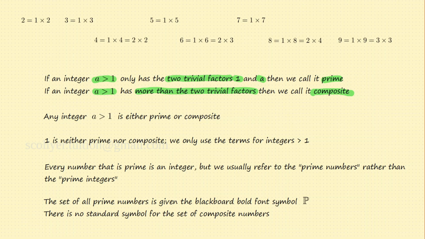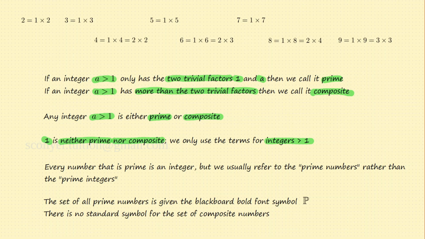Now, since any integer a greater than 1 either has the 2 trivial factors only, or it has more than the 2 trivial factors, then any integer a greater than 1 is either prime or it is composite. The integer 1 is a special case. It is neither prime nor composite. We only use the terms prime and composite for integers that are larger than 1.